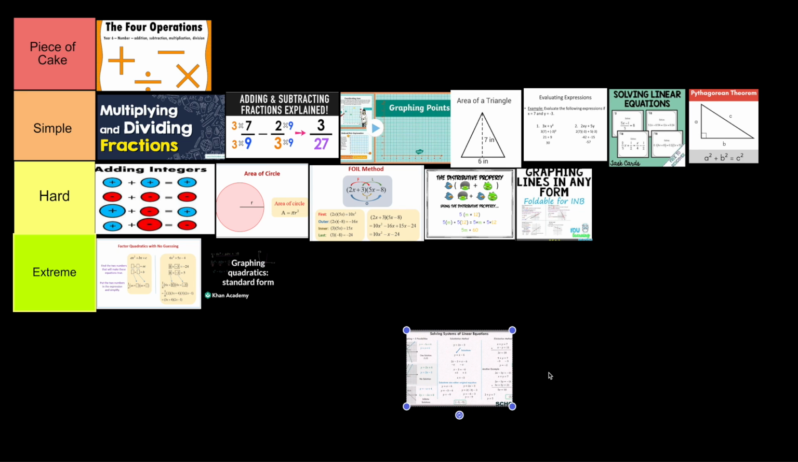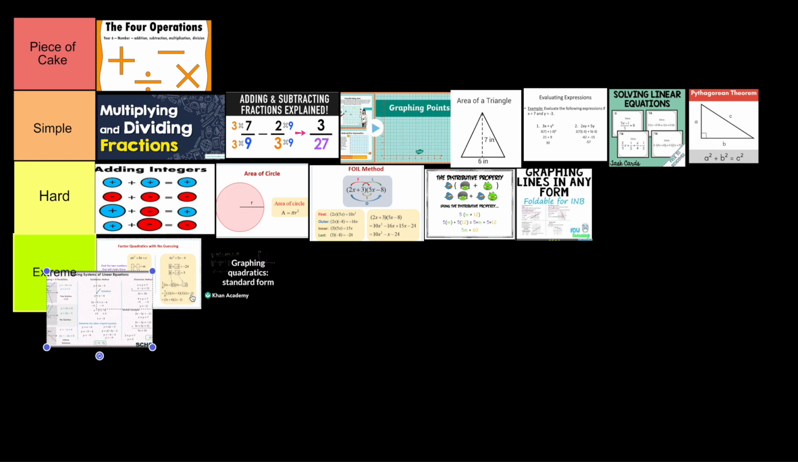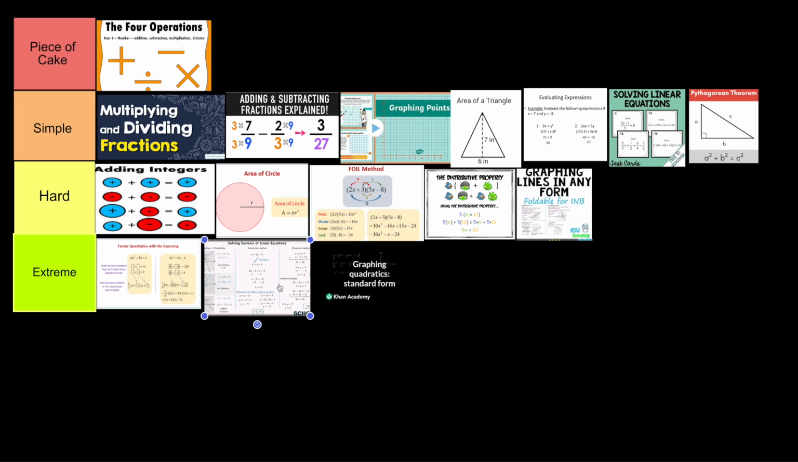Solving systems of linear equations. This is pretty extreme. It's probably less extreme than graphing quadratics, but you have to do a lot of plugging in. There's different forms. It's pretty hard.